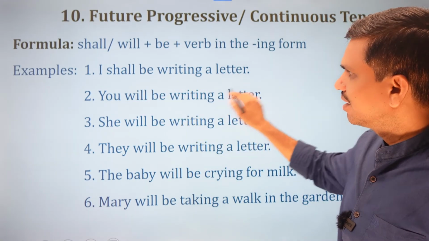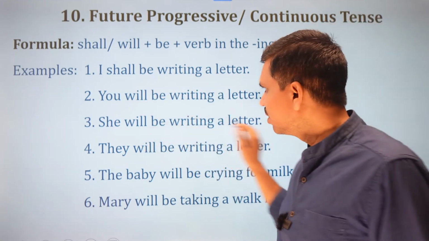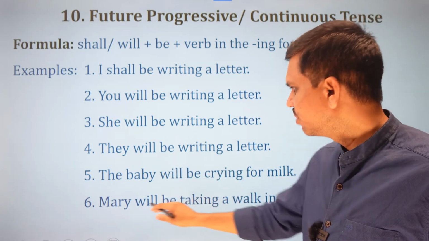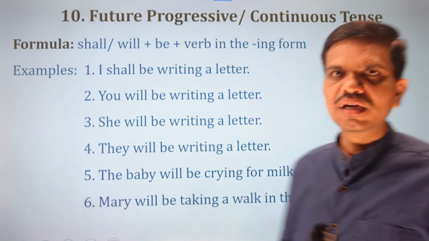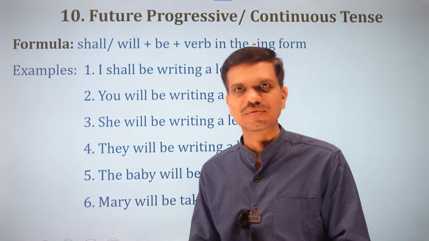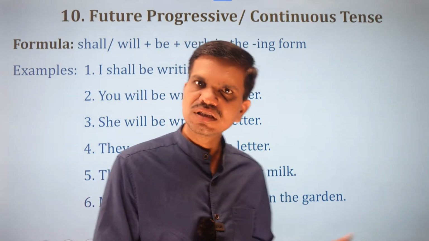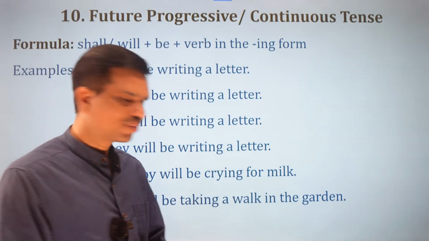I shall be writing a letter, you will be writing a letter, she will be writing a letter, they will be writing a letter, the baby will be crying for milk, and Mary will be taking a walk in the garden. So based on this formula, you can form all the sentence types. So do form these sentence types and comment below in the comment section.